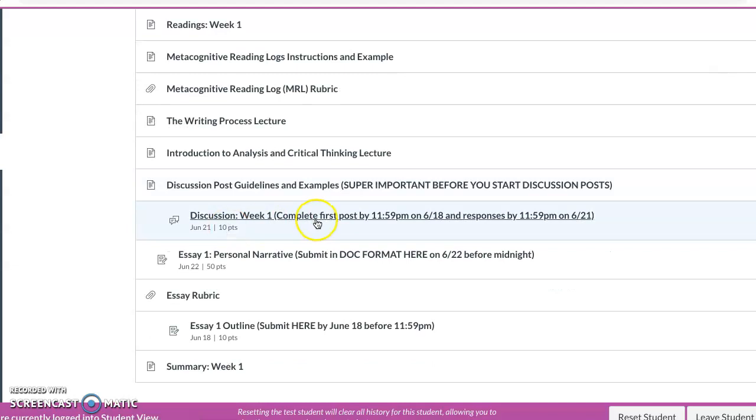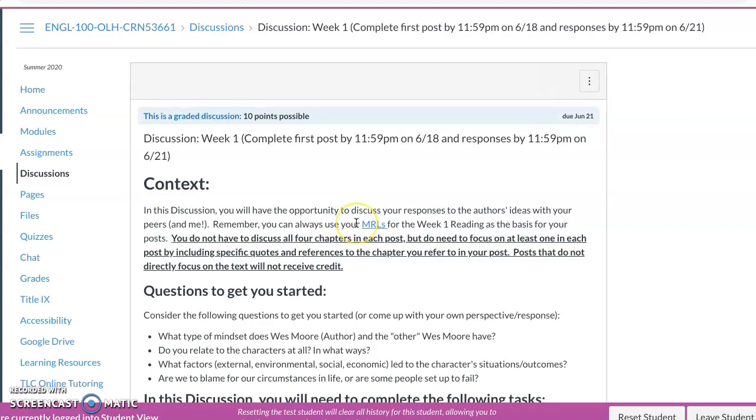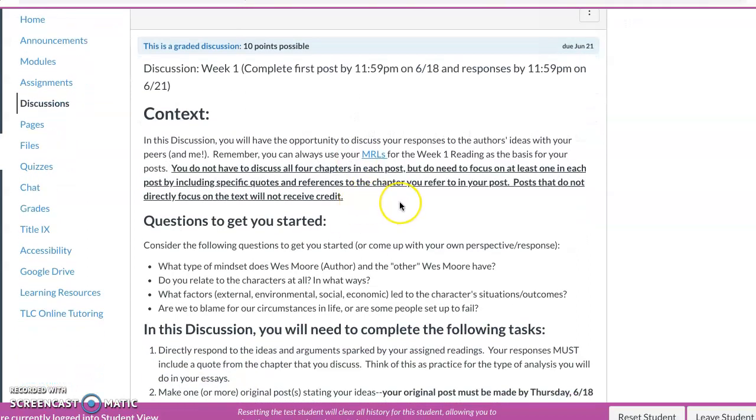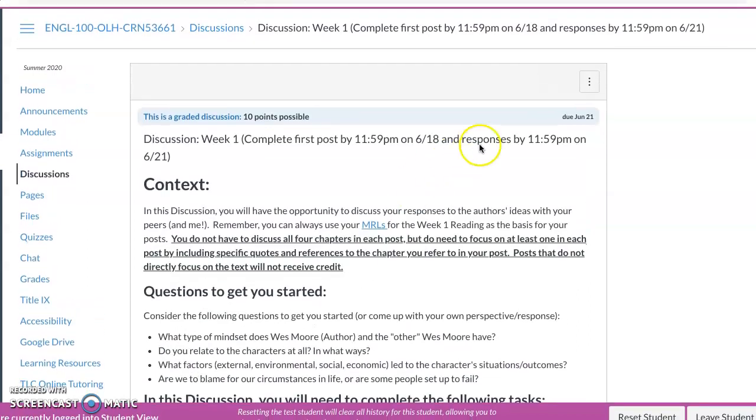So another thing I wanted to quickly go over, the week 1 discussion is going to be about the other Westmore. But students often get confused because I have 2 due dates, right? So I have your first post is due by 6/18. So that's the first post, the one that you respond to the quotes. And then I say responses by 6/21. So I need you guys to post by Thursday at midnight and then respond to the peer by the 21st.